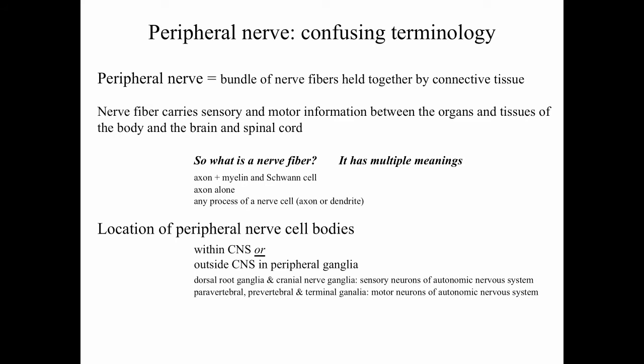The location of peripheral nerve cell bodies, as we've suggested already, can be within the central nervous system if you're talking about a somatic motor neuron, for example, or if you're talking about part of the autonomic nervous system, the first chain in the synapse. The cell body would be in the central nervous system. The cell bodies can also be within ganglion. So, for example, you've talked about dorsal root ganglion, cranial nerve ganglion, sensory neurons of the autonomic nervous system, for example, might be in those ganglion. You've talked in anatomy about paravertebral and prevertebral and terminal ganglion. Those may contain motor neurons of the autonomic nervous system as well.